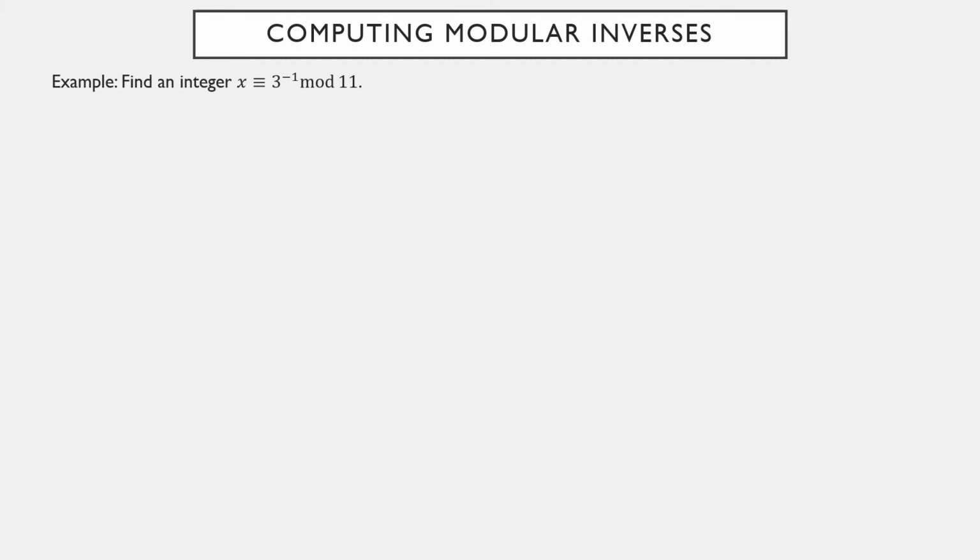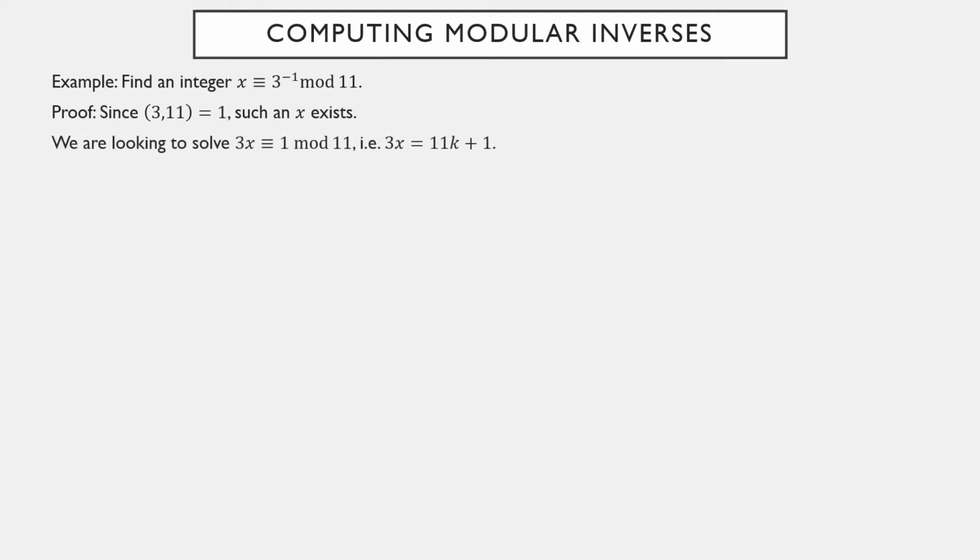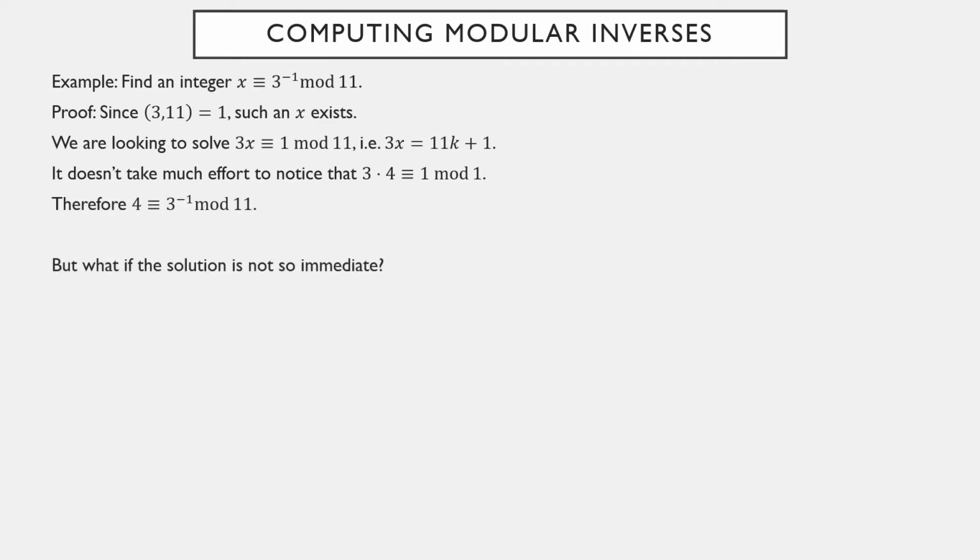Find an integer x equivalent to 3 inverse modulo 11. Now, since 3 and 11 are relatively prime, there is an inverse to 3, so this isn't a pointless problem. So what we're trying to do is solve 3x is equivalent to 1 modulo 11. In other words, 3x is a multiple of 11 plus 1. It doesn't take a whole lot of effort to notice that 3 times 4 is a multiple of 11 plus 1. It's just 11 plus 1. Therefore, 4 is equivalent to 3 inverse modulo 11.